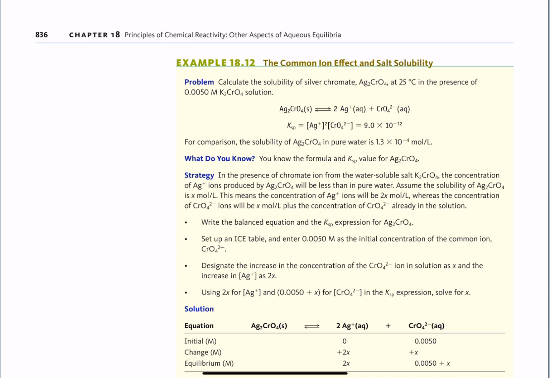Notice that we also have another chromate solution, potassium chromate. When we write our equation, we always write the equation for the insoluble salt, not the soluble one. That means we write the dissociation of silver chromate, not potassium chromate. Because silver chromate will reach equilibrium, the potassium chromate, unless it were to be super concentrated, will not.